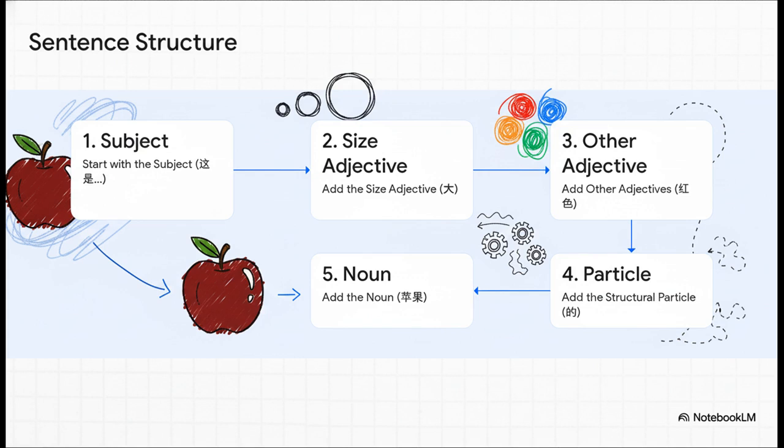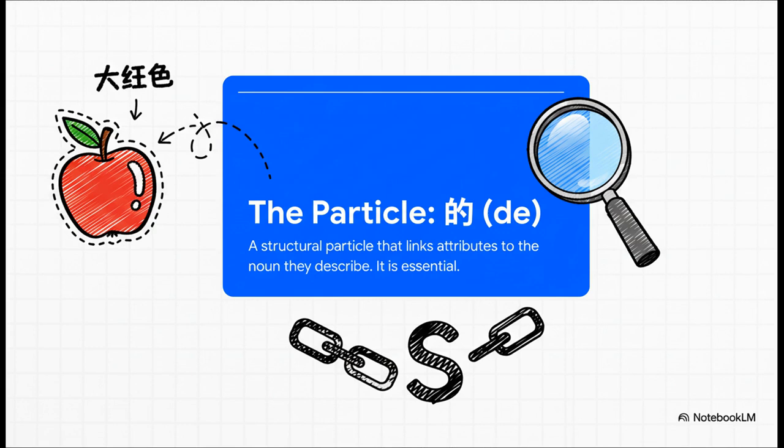Step 4, and this is so important, you add the structural particle de. And finally, step 5, you put the noun you're talking about, 苹果. So just burn this into your memory: size, then other attributes, then the de, then the noun. That's your blueprint. Now, let's talk a little more about that little particle from step 4, the de.